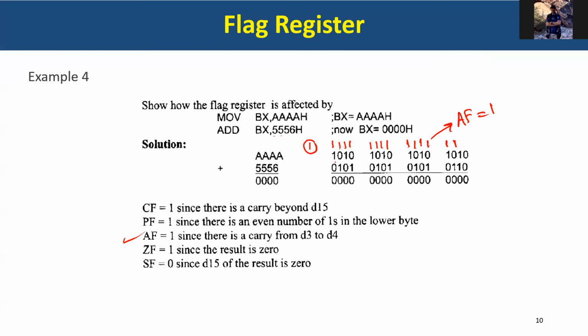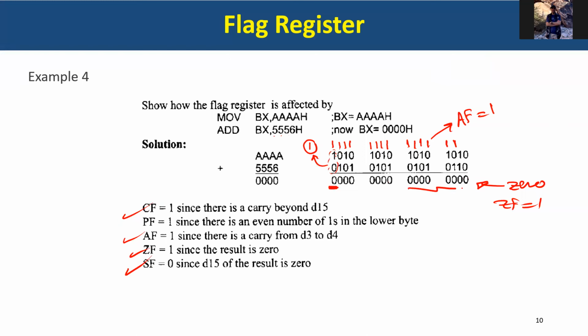So the operation on bit number 16 here results in a carry, so the carry flag should be 1. The result is all zeros, so the zero flag should be 1. That's right. For the sign, look at bit number 15, the 16th bit. It's 0, so the sign flag should be 0.